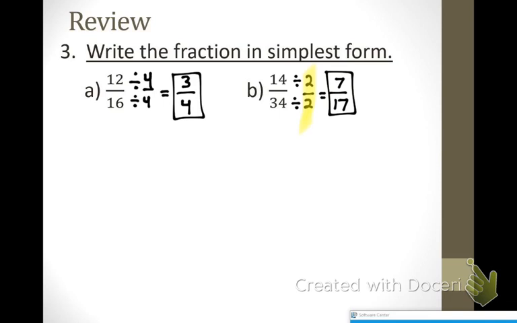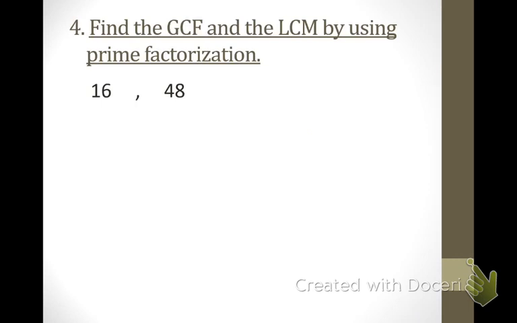All right, so the last problem that we're going to do today as a review is to find the GCF and the LCM by using prime factorization. What is prime factorization? Upside down division. So go ahead and do that for me, and then we will check it here in just a minute. So here we're finding the GCF and the LCM. Check out your prime factorization.